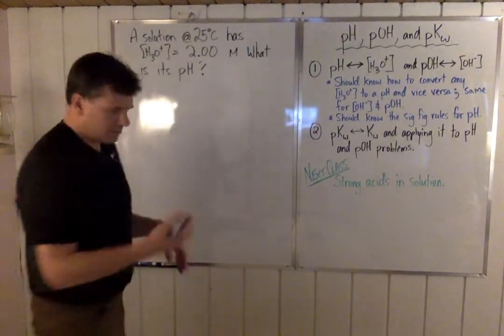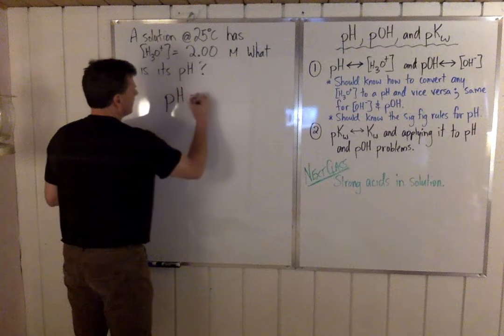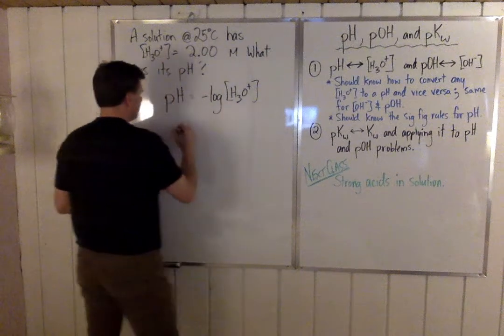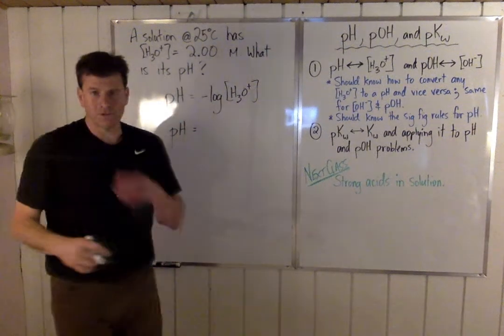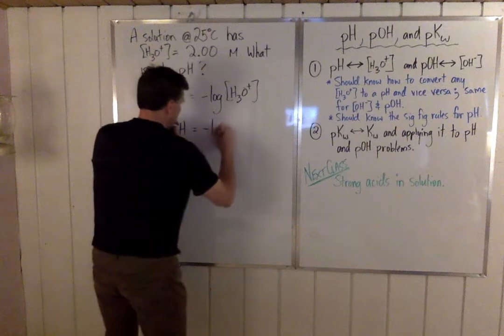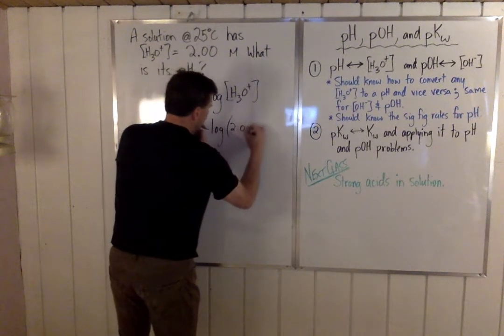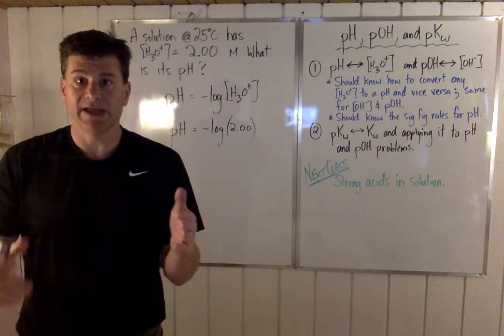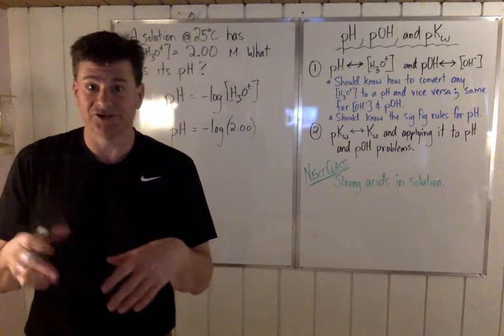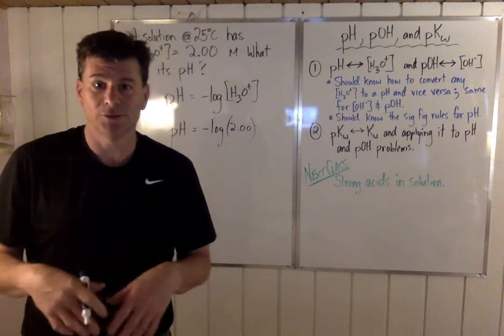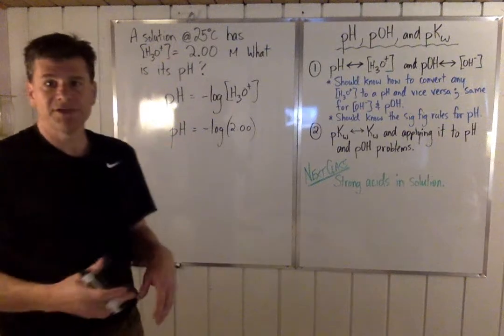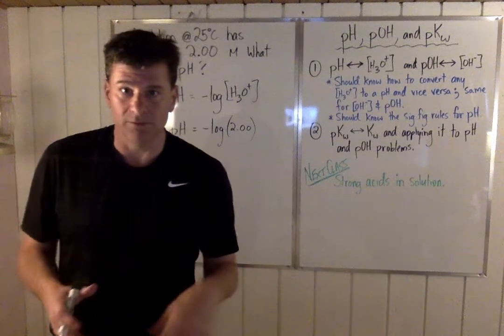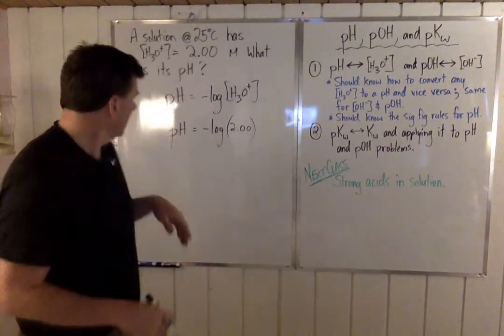Same thing applies. pH equals negative log of the hydronium. pH equals negative log of 2.00. How many sig figs do I have? The 2 counts, the 0 counts, the 0 counts. It's a molarity, it's a concentration, so all the digits follow the same rules that you've always known. So I have 3 sig figs. On my answer, I'm going to make sure I have 3 numbers after the decimal, whatever the answer comes out to.